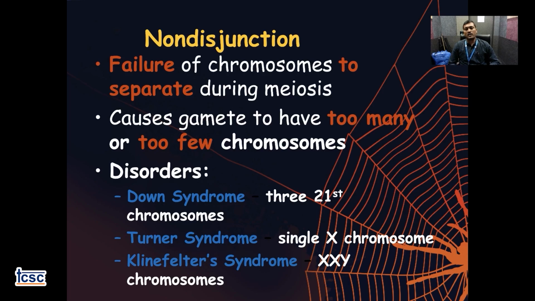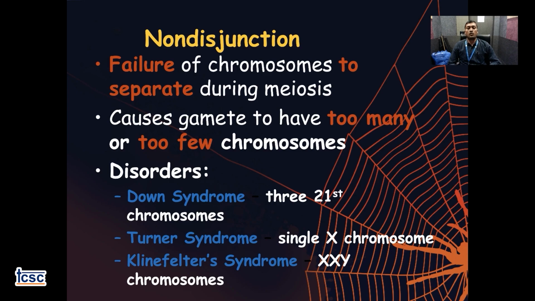But at the time of meiosis, if there is a failure of chromosomes at the time of separation, now things will be different. So that's called non-disjunction. For example, non-disjunction causes chromosomal disorders. For example, Down syndrome.